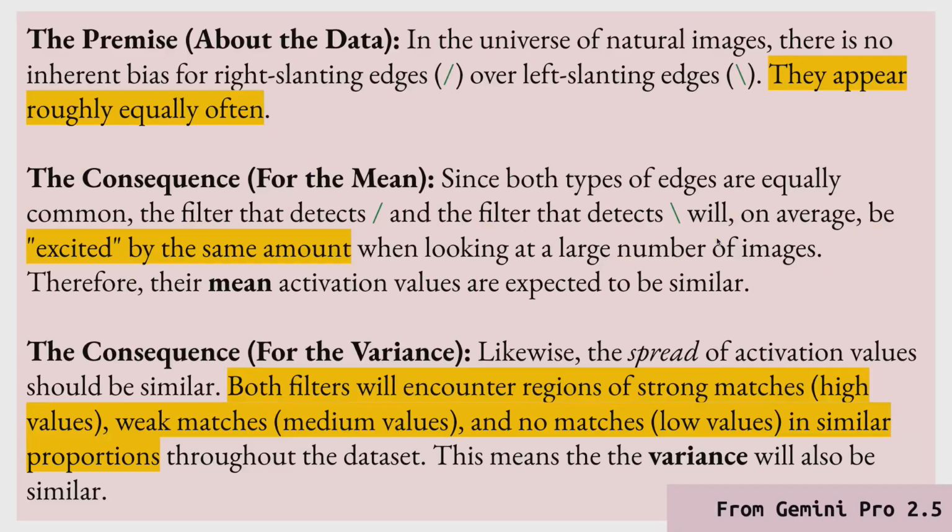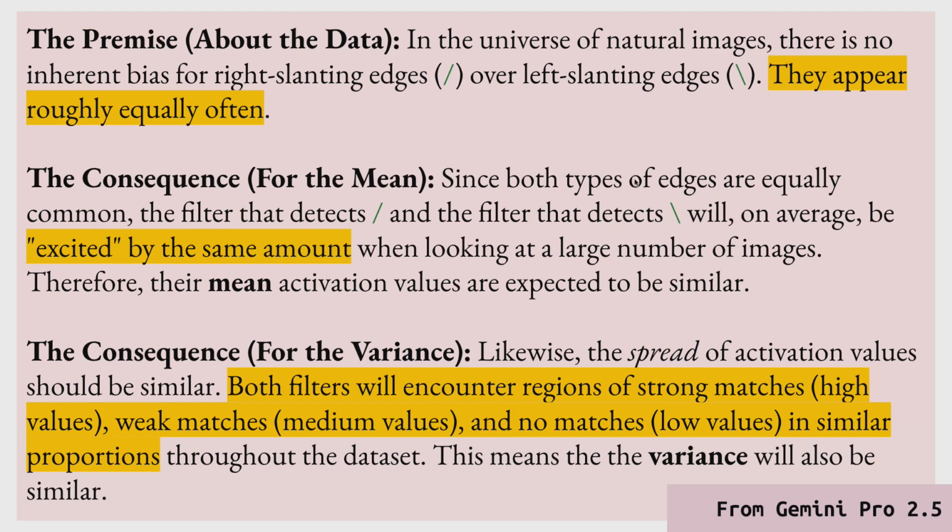We're going to tease out the main ideas with the help of Gemini. So there's three things. There's the premise, which is the data. There's the consequence for the mean, and then the consequence for the variance. So the premise is that in the universe of natural images, there is no inherent bias for example, right slanting edges over left slanting edges. They appear roughly equally often.